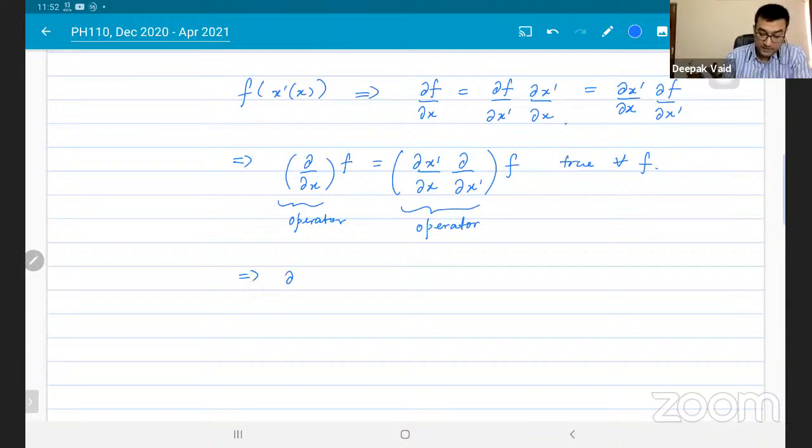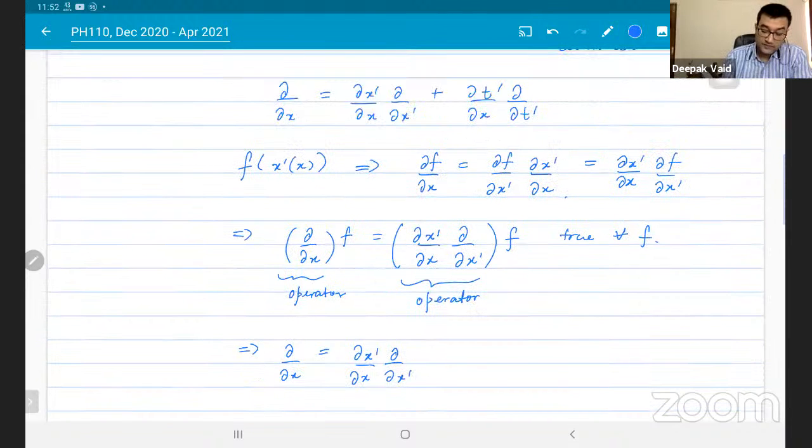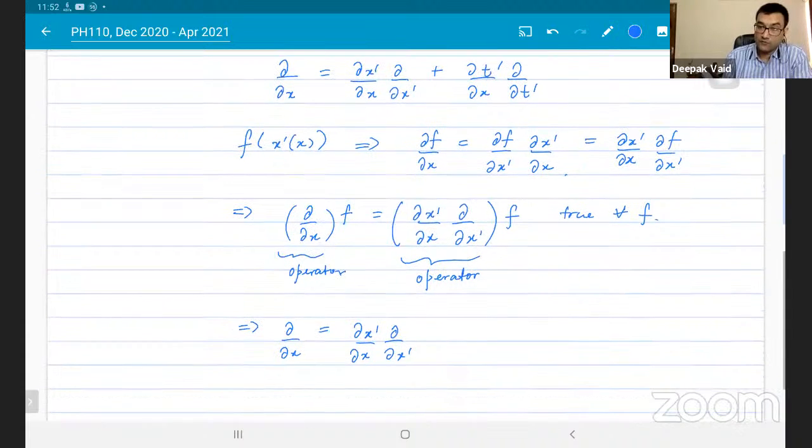So that means the operator d by dx can be written as dx prime by dx times d by dx prime. And this is for a function of one variable.